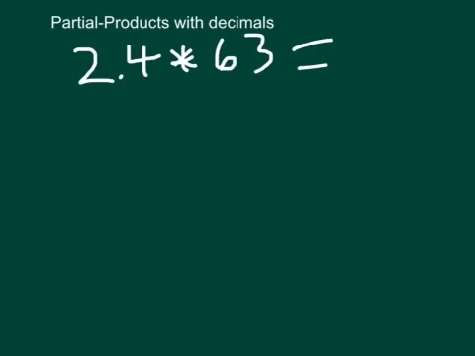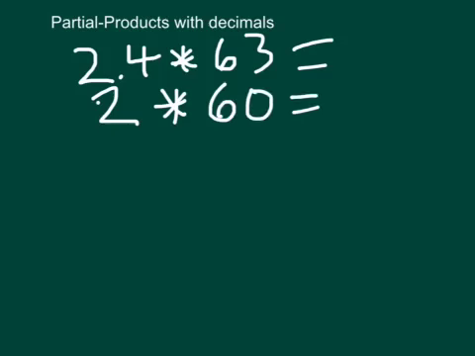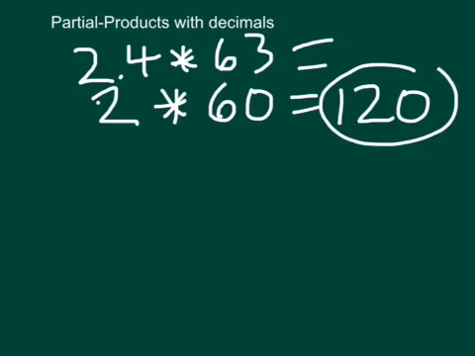So let's look at 2.4 and we'll round that down to 2. And 63, let's round that to 60. And we get 2 times 60, well 6 times 2 is 12. I have to multiply by 10, so I get 120. So I'm looking for my answer to be in the hundreds place, because the answer is 120. So that gives me a good idea of where I need to start.